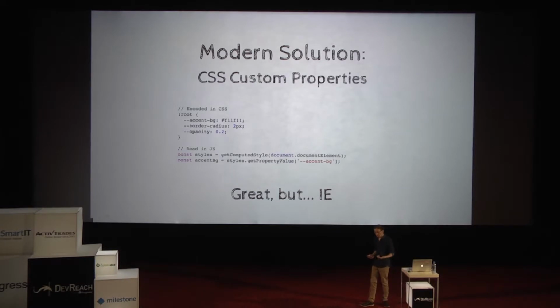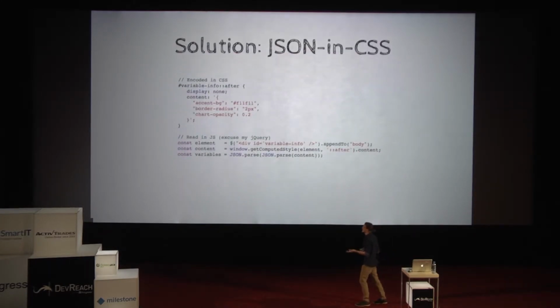So that caused me to dig deeper into the issue, and you can read about that in the blog post that I linked earlier, but the end effect of that was that it turns out you can really encode JSON into CSS and then read it out of the CSS. Let me explain how this happens.